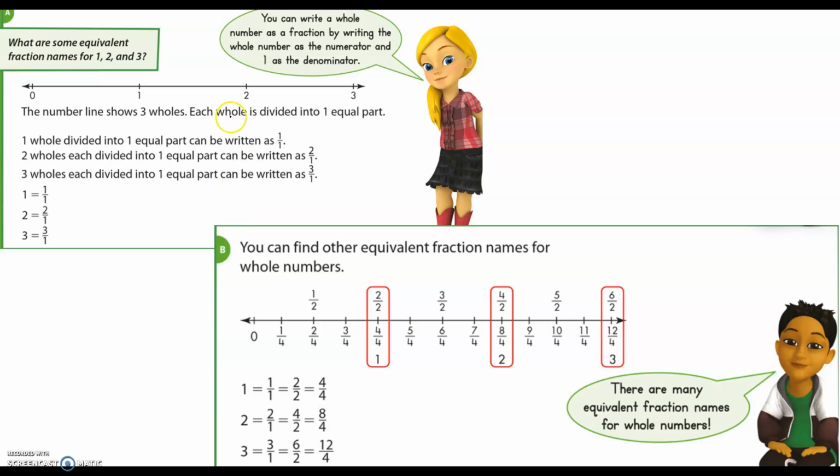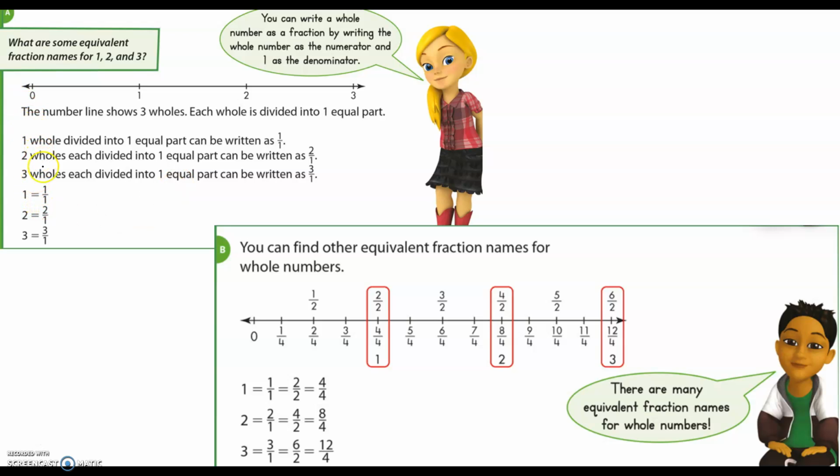What are some equivalent fraction names for 1, 2, and 3? You can write a whole number as a fraction by writing the whole number as the numerator and the 1 as the denominator. The number line shows 3 wholes. Each whole is divided into 1 equal part. 1 whole divided into 1 equal part can be written as 1/1. 2 wholes divided into 1 equal part can be written as 2/1. 3 wholes, each divided into 1 equal part, can be written as 3/1.